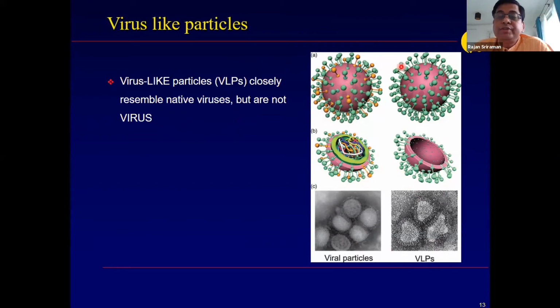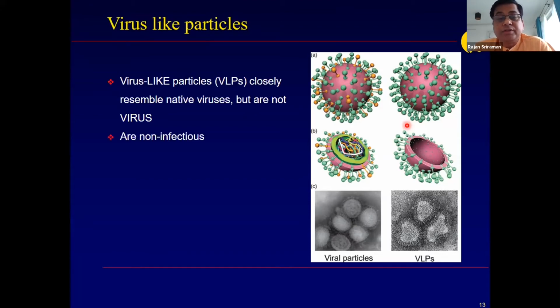The difference is a virus-like particle has almost every protein similar to the virus particle. All the major proteins will be similar. It does not contain the genome, neither the membrane if it is membranous. So immunologically, from the external structure, it looks very, very similar to the native virus.